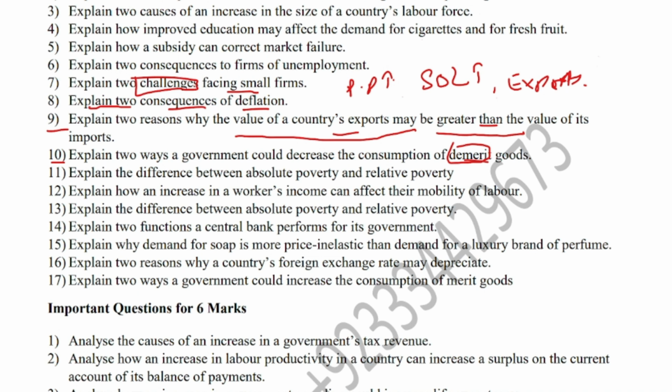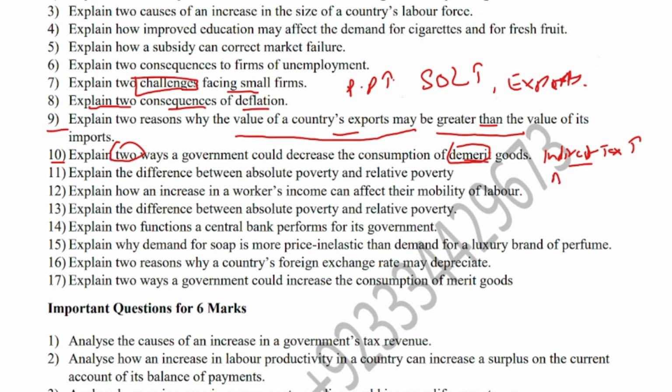So if the government wants to decrease the consumption of demerit goods, then the two ways the government can use are, maybe, imposing a high indirect tax on these goods. If the government imposes an indirect tax such as general sales tax or value added tax on demerit goods, then these goods will be expensive, and as a result people will purchase less.